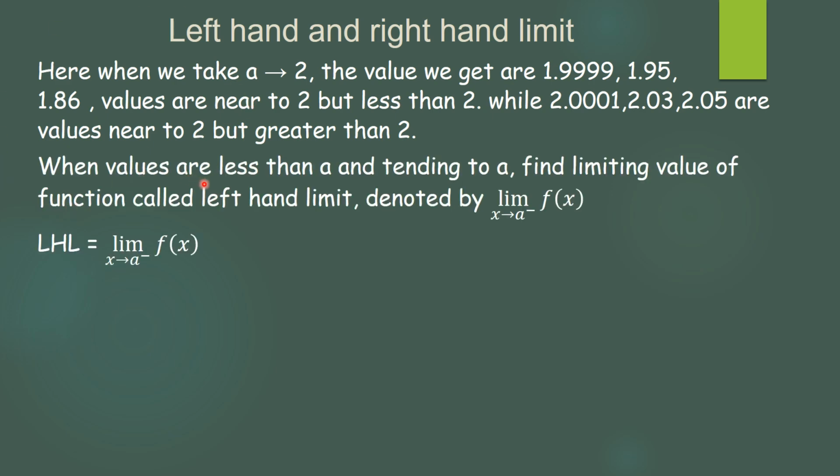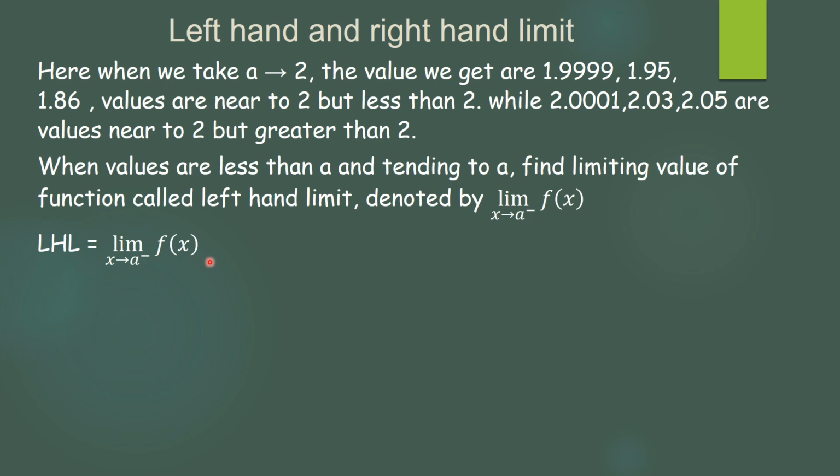Now when the values are less than a but tending to a, and when we find the limiting value of this function, it is called a left hand limit and is denoted by limit x tends to a minus. This minus sign indicates that the value is less than a. It doesn't mean that x is equal to minus a. So we write the left hand limit as limit x tends to a minus of f of x.